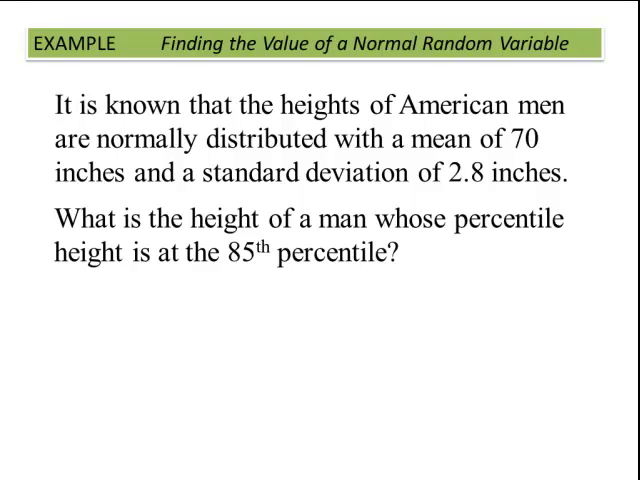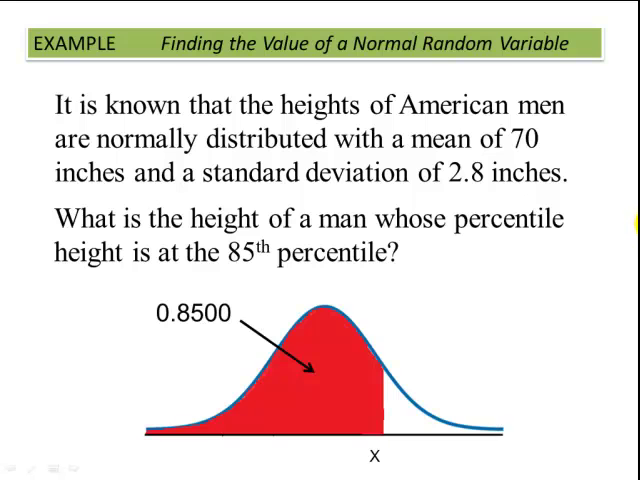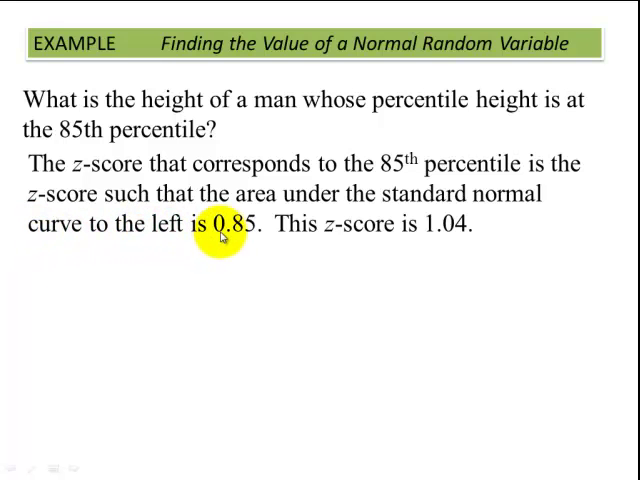What is the height of a man whose height is at the 85th percentile? In this problem, we're given a percentile. This relates to area. So if we look at the picture, we want to find what height where 85% is less than or equal to that value. Look in table 5 for the closest thing to this value, 0.8500. Looking this up, we end up with a z-score of a positive 1.04, and this agrees with our picture that the z had to be a positive number.